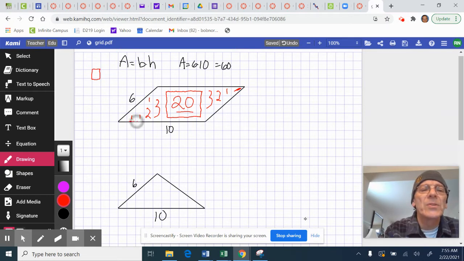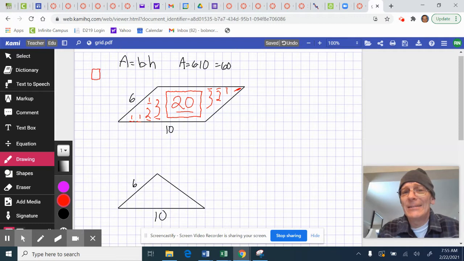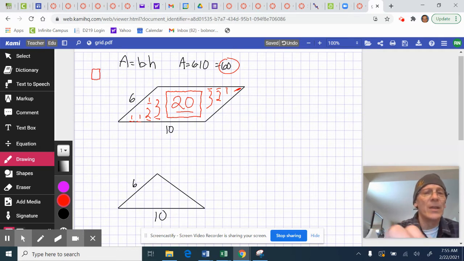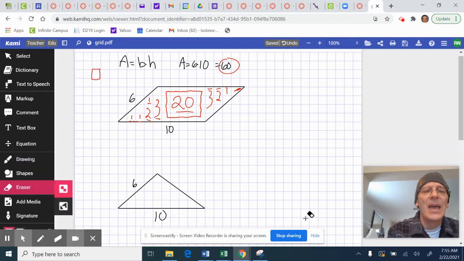20, 21, 22, 23, 24, 25, 26, 27, 28, 31, 32, 33, 34, and a couple of broken pieces. I would say like 37, 38, 39 at most by the time we add up those little broken pieces, like not even 40. And we've calculated 60, right? So there seems to be something very much wrong with using the 6 and the 10 as the base and the height in this formula.